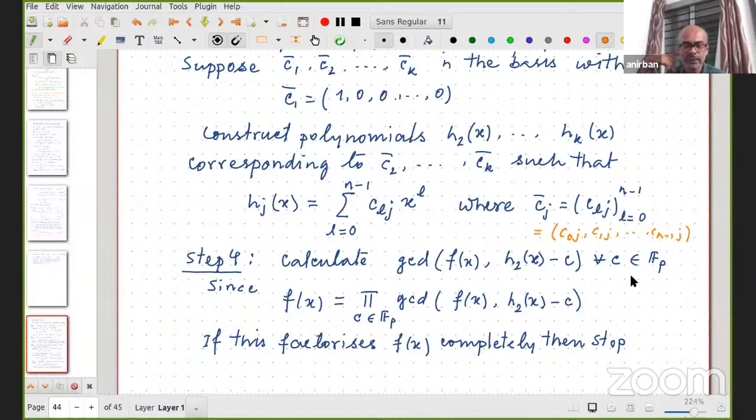Calculate the GCD of f(x) and h2(x) minus c, for all c, and then multiply all of them, and we know that this is equal to f(x). That's what we proved. Whatever polynomial we take, this is going to happen. That was our starting idea. So we write this factorization. If this factorizes f completely, meaning we get k factors, then we can stop, because they have to be irreducible. f has k irreducible factors, and if we write it as k factors, then they all have to be irreducible. They are all distinct, as we have seen. So if we have all these k factors, then we stop.